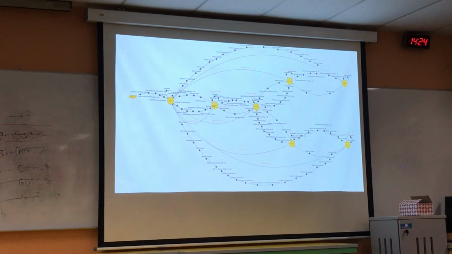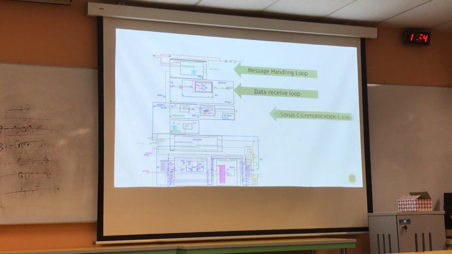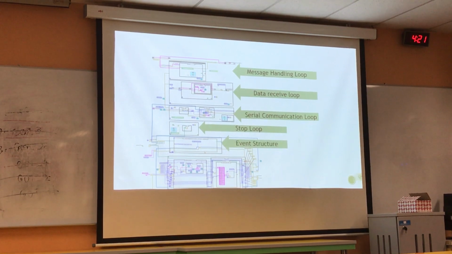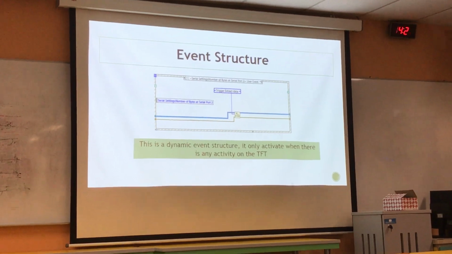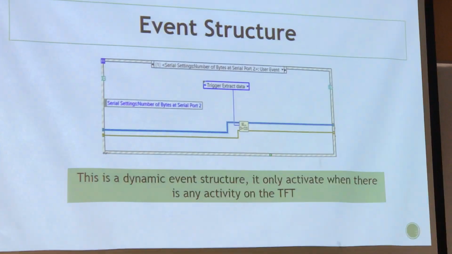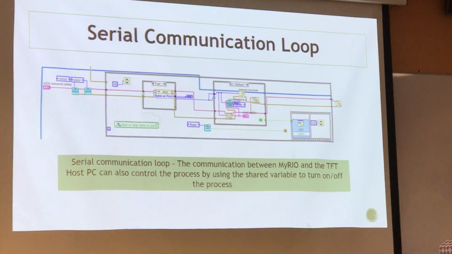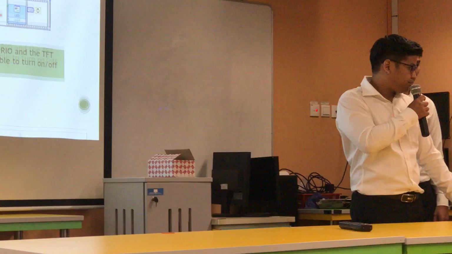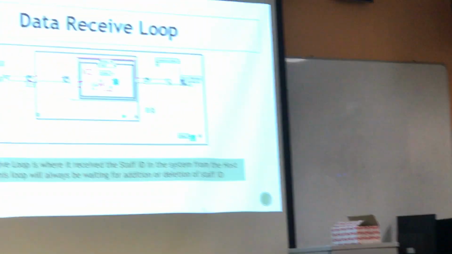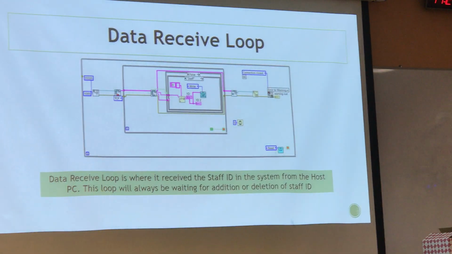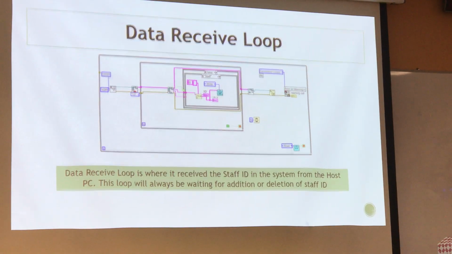This is the state transition diagram. The top level baseline consists of the message sending loop, data retrieve loop, serial communication loop, stop loop, event structure, and also the state logic loop and the action keys. The event structure used is a dynamic event structure. It will only activate when there is a user event at the TFT. The serial communication loop is the communication between Mario and the TFT, and can be controlled by the host PC to control the process. The data receive loop runs at every startup of the Mario, where you receive the data from the host PC, and this loop will only be waiting for addition or deletion of staff ID.